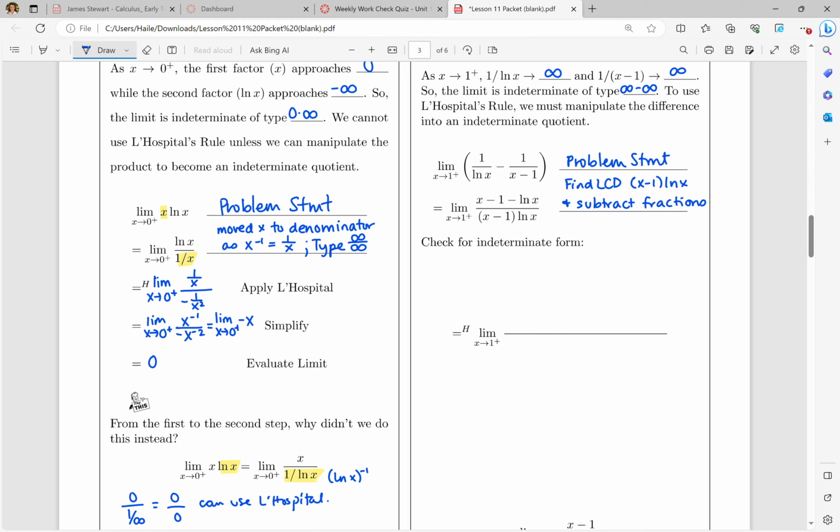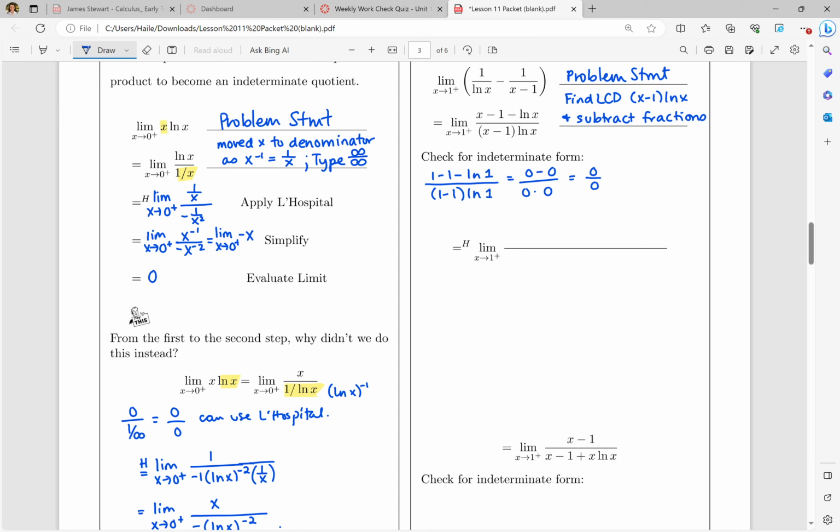At this point, we have a quotient, so let's check for an indeterminate form. If we plug in 1, we get 1 minus ln of 1 all over 1 minus 1 times ln of 1. So this is equal to 0 minus 0, since ln of 1 is 0, over 0 times 0. So this is indeterminate of form 0 over 0, meaning we can apply L'Hopital's rule. We write our little equal sign with the H to signal that we're applying L'Hopital's rule, and we take the derivative of the top and the bottom.